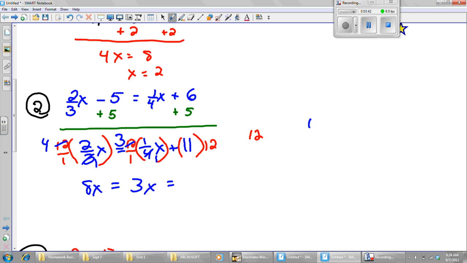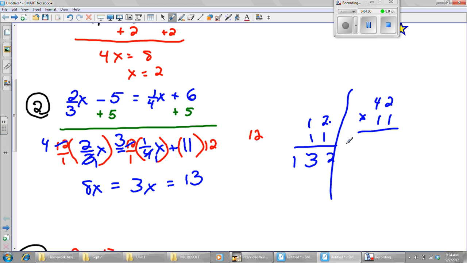You may not know this cool 11s trick. See, check this out. I'm going to put a 2 down. I'm going to put a 1 down. 1 plus 2 is 3. 132. Isn't that a cool trick? Here, try it with this. Try 42 times 11. Okay, it's going to have a 4. It's going to end in 2, and 4 plus 2 is 6. 462. Who needs a calculator?